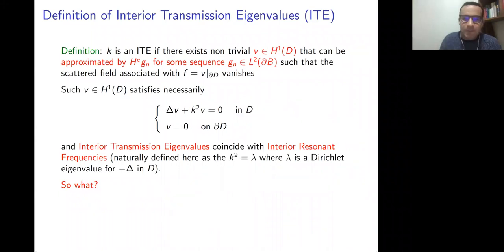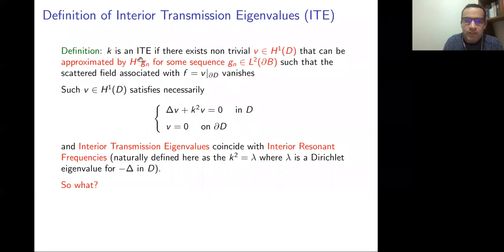So here you can say this is really a very complicated way to just define the Dirichlet eigenvalue for the negative Laplacian in D. But in fact, this way of defining it allows us to build an algorithm to recover these values only from measurements outside D.